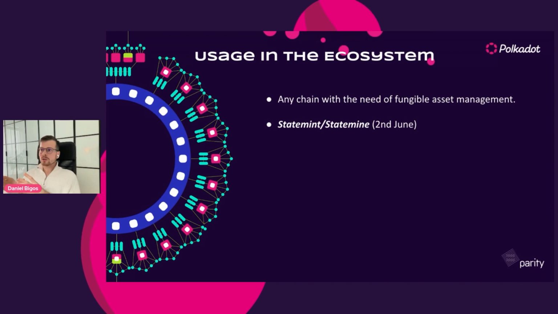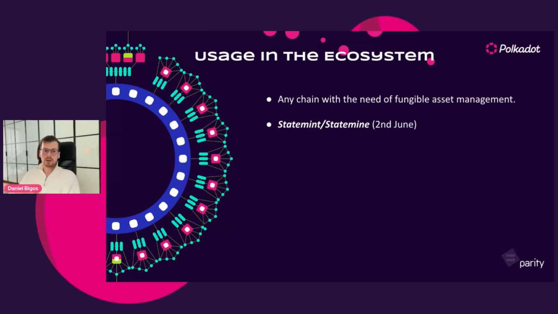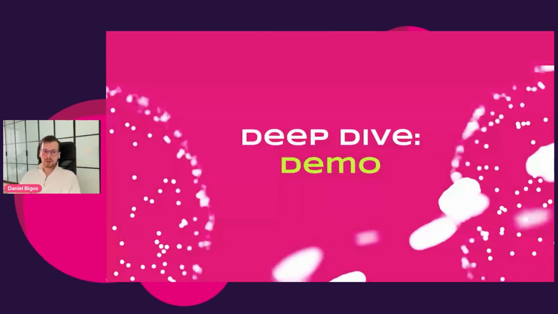Those parachains are called StateMint on Polkadot and StateMint on Kusama. And on that parachain, pallet asset is used for managing regular fungible assets. And that's all for me. Abhishek, the floor is yours.